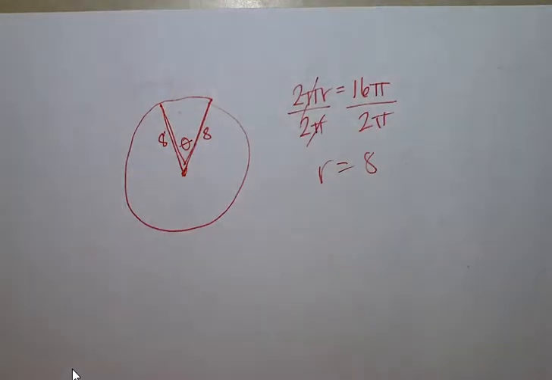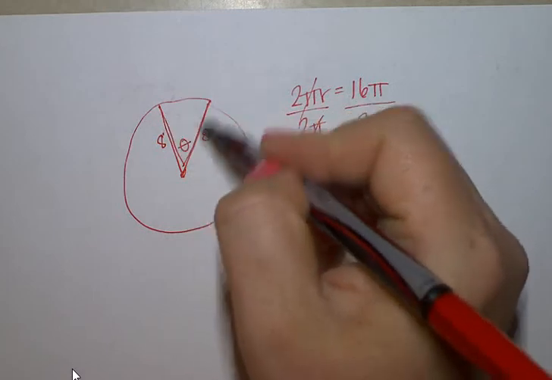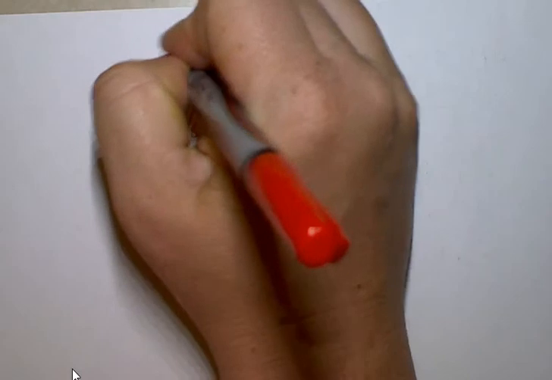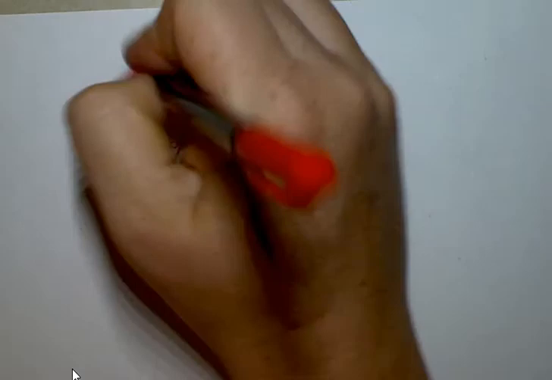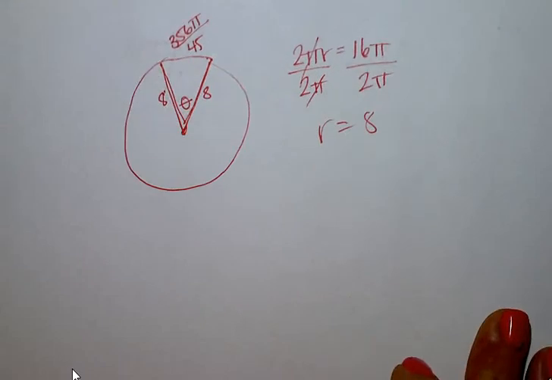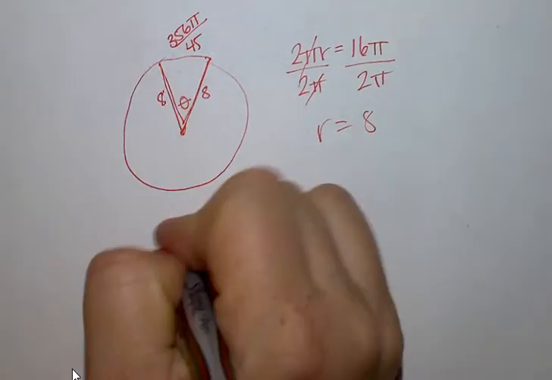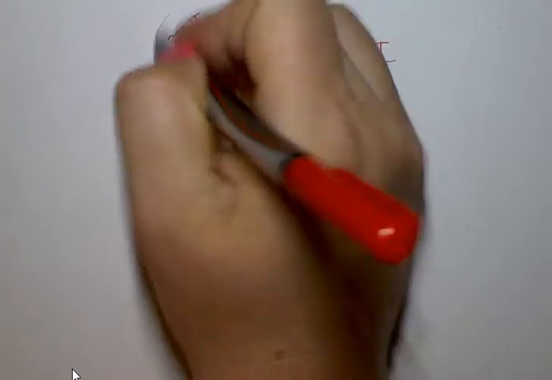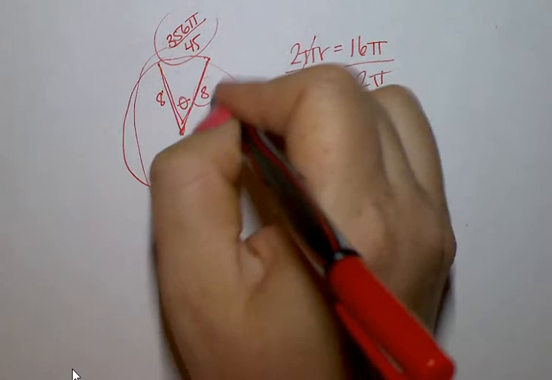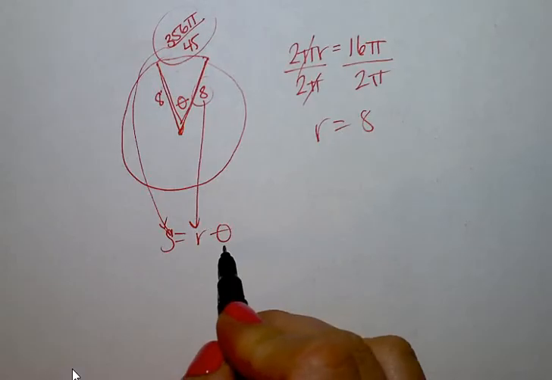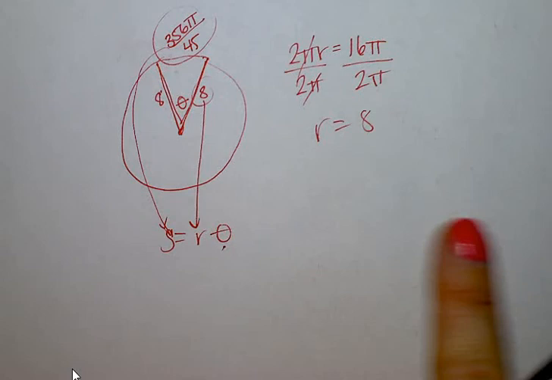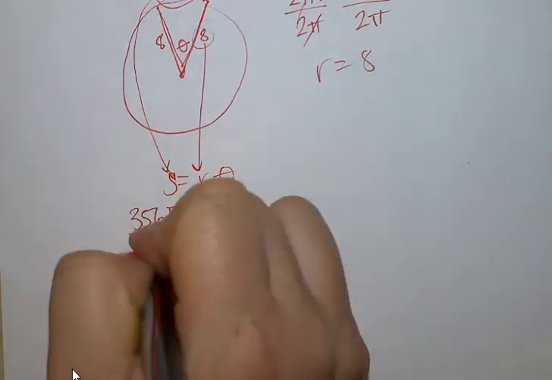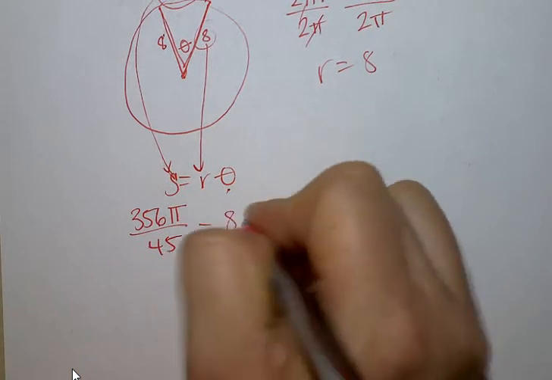The problem also said that for this particular sector, it has an arc length of 356 pi over, was it 45? So as a reminder, the formula for arc length is S equals R times theta. There's 3 different variables. You already know this one. You know this one. And this is ultimately what you want to find. You want to find what is the central angle, and you need to convert it back into degrees. So let's write 356 pi over 45 is equal to 8 times theta.